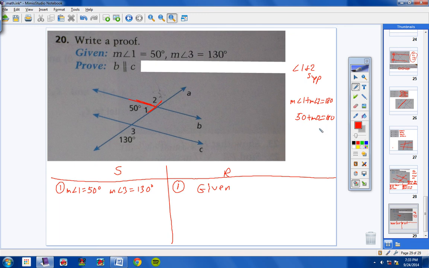Subtract 50 from both sides, and now I say the measure of angle 2 equals what? 130. Now, students, as soon as you state that the measure of angle 2 is 130 degrees, then you can state that angle 2 is congruent to angle 3. And as soon as you state that, we have two lines cut by a transversal in such a way that alternate exterior angles are congruent, so we can state that B and C are parallel.